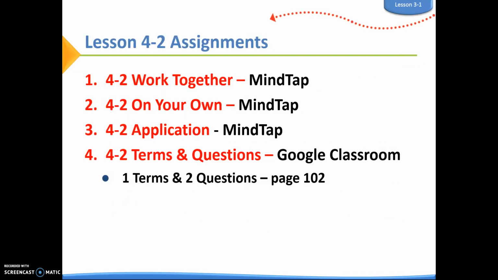So that's it. We're going to head over to MindTap. We're going to do our 4-2 work together, where we will complete posting for our general debit and general credit column.